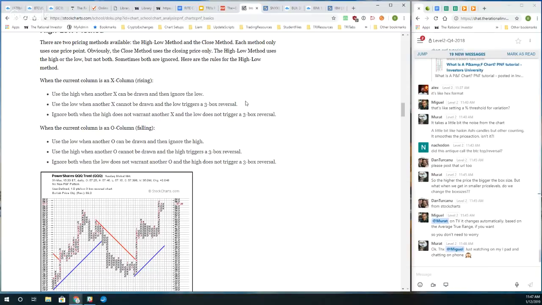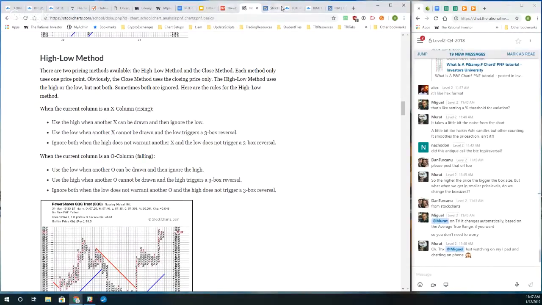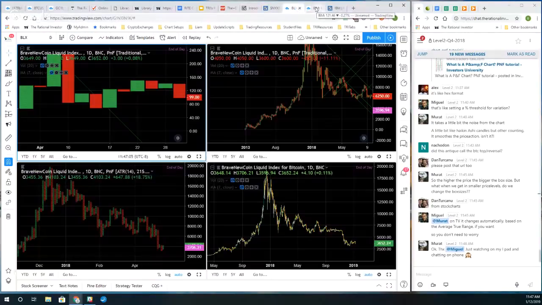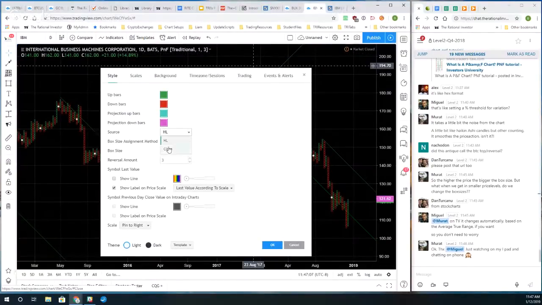Just understand that there are 2 standard ways of doing this. The first, which is really, really simple, is we're going to use the clotheslines. And that's fine. But point and figure aficionados like to use this high-low method. So as you can see on TradingView, it makes it really simple. All you got to do is just select high-low.